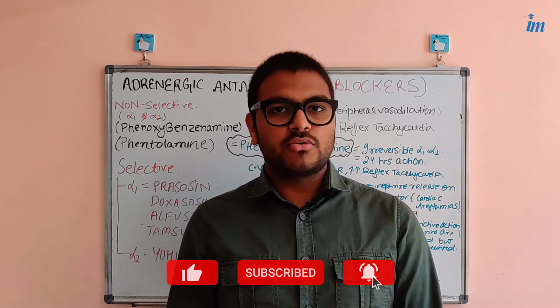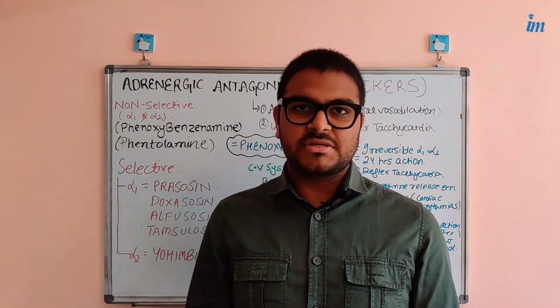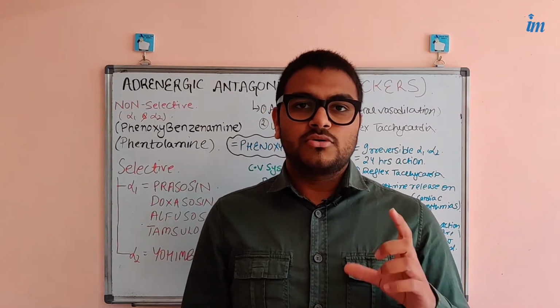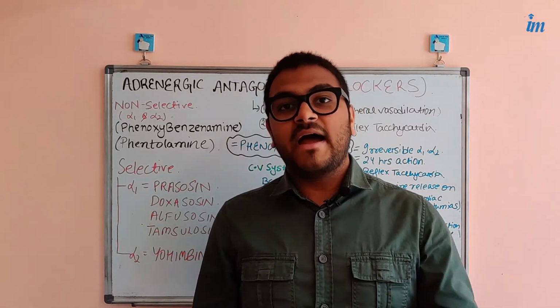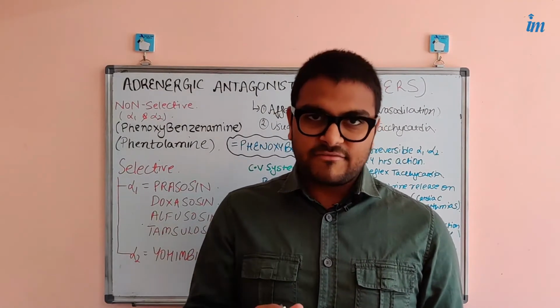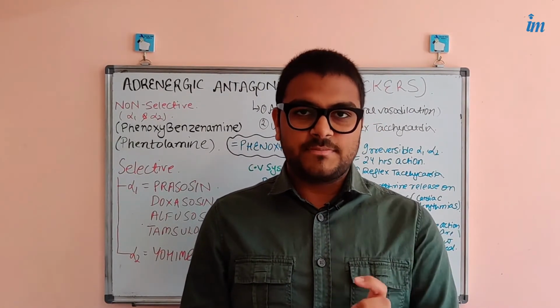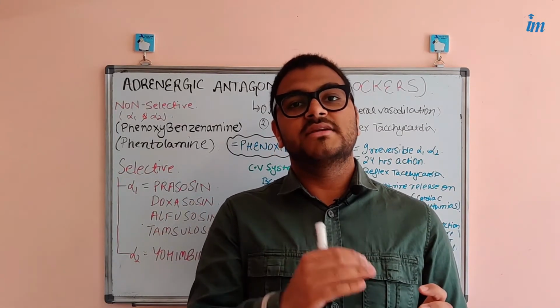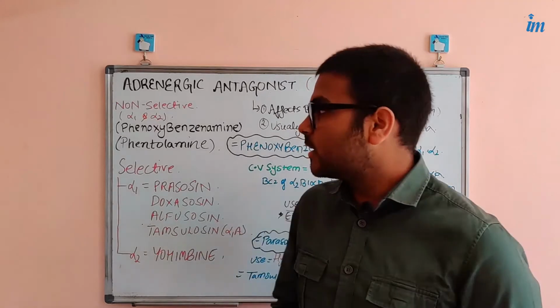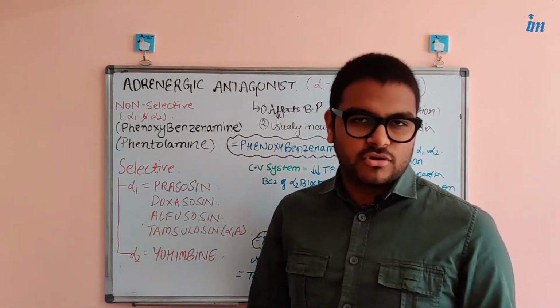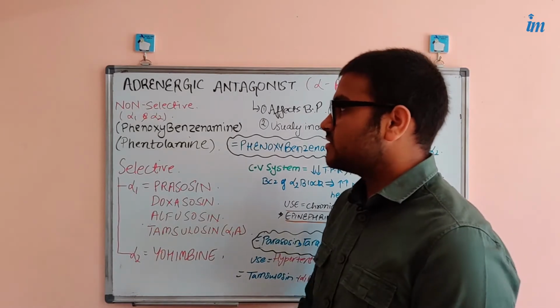So we know that we have different types of adrenergic receptors: alpha 1, alpha 2, beta 1 and beta 2. Today we are going to discuss the alpha antagonists, or the drugs which will block the alpha receptors and the effect of norepinephrine that occurs in the alpha receptors. We have classified them into selective and non-selective. Let's talk about the non-selective.